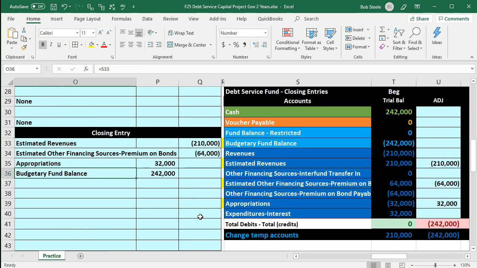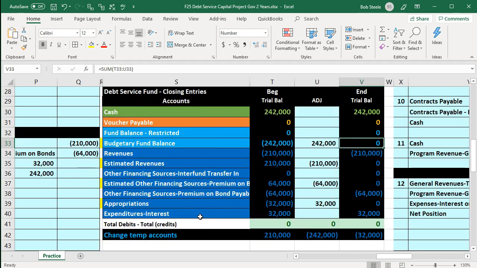And then we're going to put that to the budgetary fund balance. That's going to be in U33, so I'm going to say equals, and pick up that amount, and it goes to zero. So those budgetary accounts have now gone to zero. Next, we're going to close out the normal type of income statement kind of accounts. We've got the revenue, we've got the other financing sources, nothing's in there, and then we have the expenditures. So we're going to close out the normal type of accounts now, and we'll do the same thing. We're going to make them go to zero.